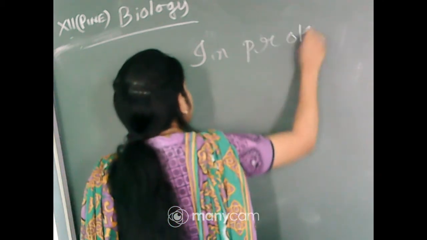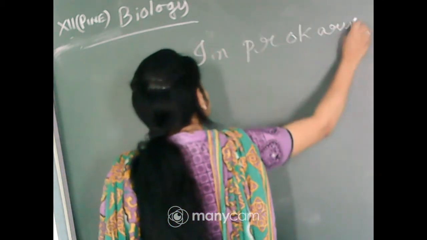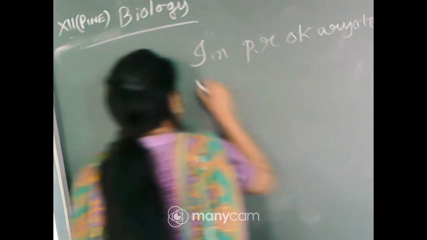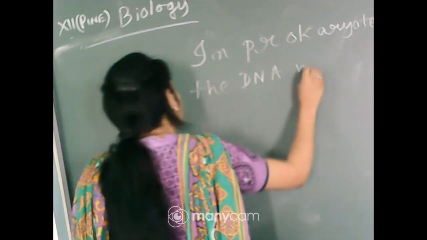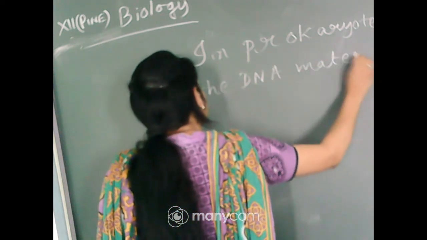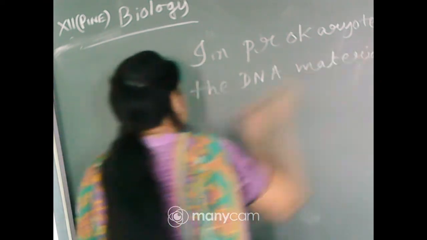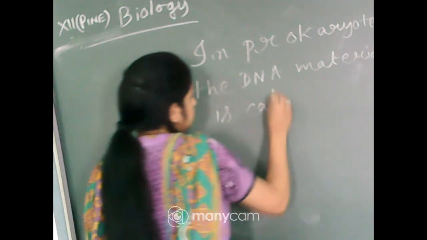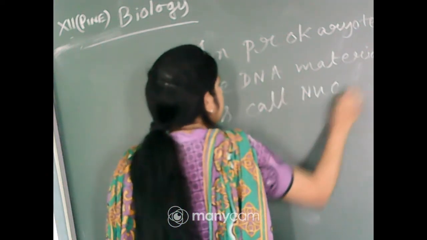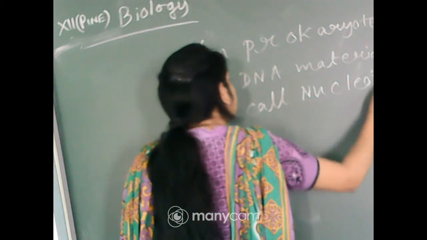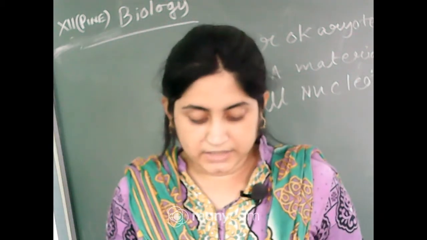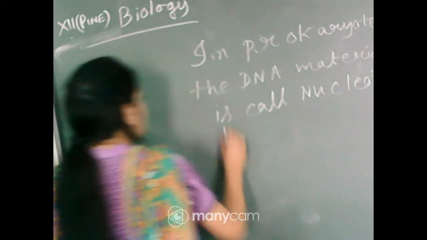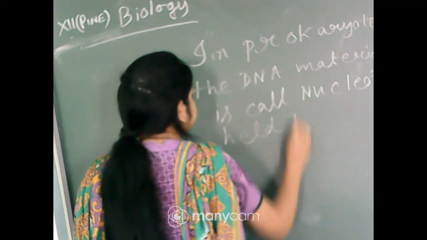So in prokaryotes, the DNA material is called the nucleoid. Only chromosome material, DNA, is present. The DNA is in large loops held by the proteins, that is the nucleoid, okay.